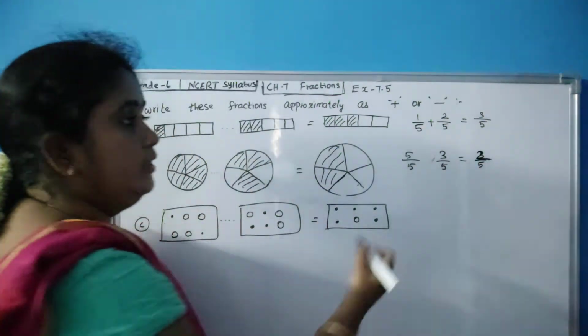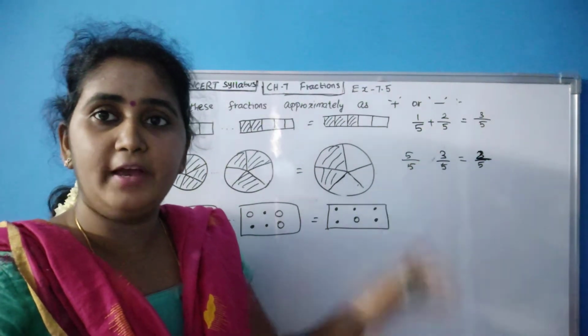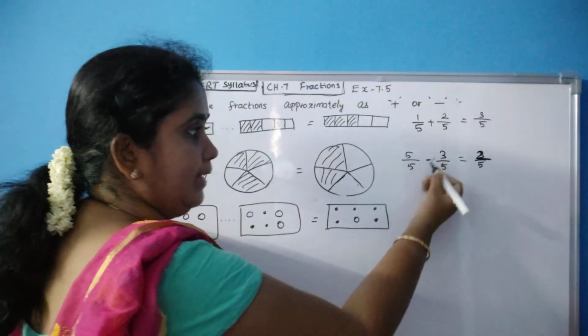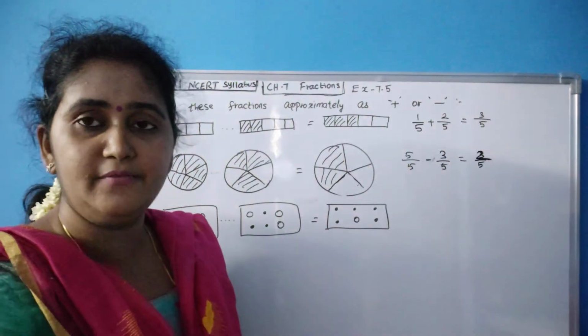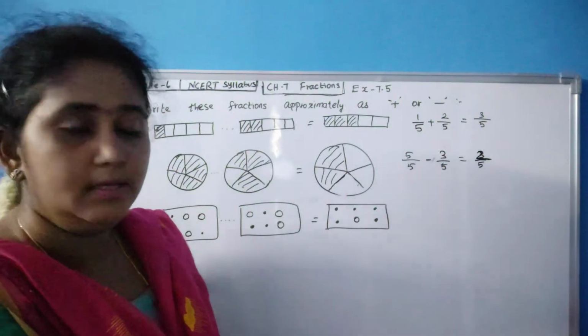Okay, children. Now see, 5 is there, 3 is there. When will you get 2? So 5 minus 3 gives you 2, right? So what operation here? It is minus. 5 by 5 minus 3 by 5 will give you 2 by 5. That is represented in the diagram. We wrote it in the verbal form.